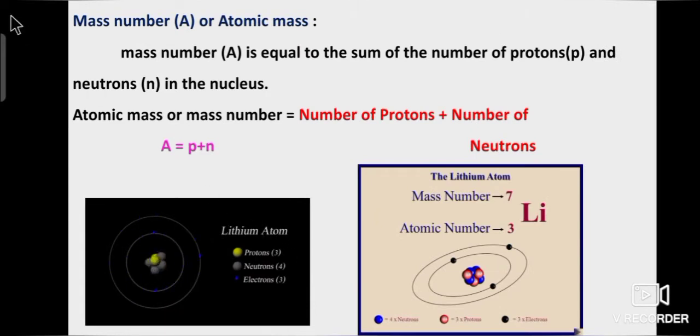Next, we will learn about mass number. Mass number is equal to the sum of the number of protons and neutrons in the nucleus. It is denoted by capital A. Once again, I repeat: mass number, otherwise called atomic mass, is equal to the number of protons plus the number of neutrons. So, A is equal to P plus N.